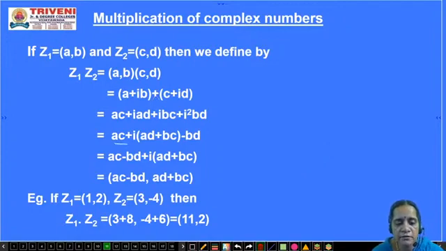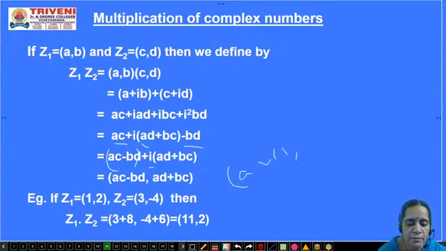What are the real values here? AC minus BD, and i into AD plus BC. It is in the form of a plus ib. This can be written as the ordered pair (AC minus BD, AD plus BC).